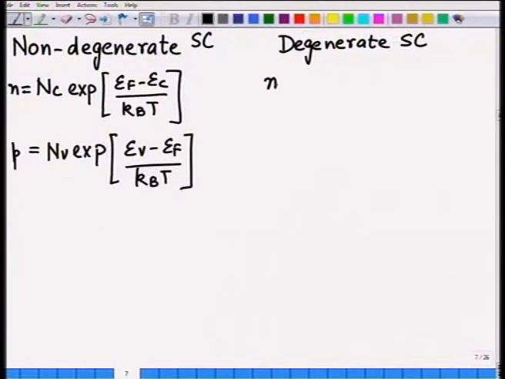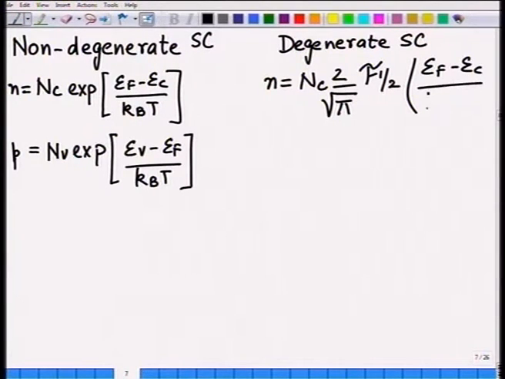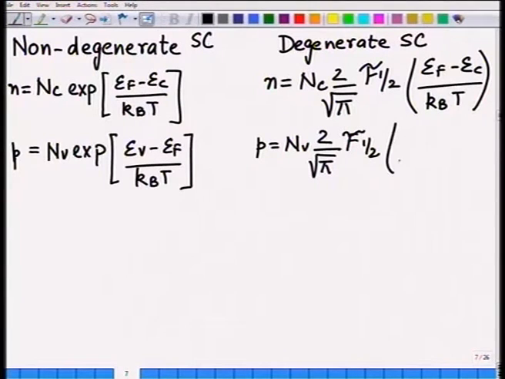Otherwise, here n is equal to Nc times 2 by root pi times the Fermi-Dirac integral of order half, and if you wish I can write this as a function of eta c, that is (EF minus Ec) by kBT. So, I have substituted eta c in there, and p is equal to Nv times 2 by root pi times the Fermi-Dirac integral of order half for (Ev minus EF) by kBT. All right. So, these are the formulas.